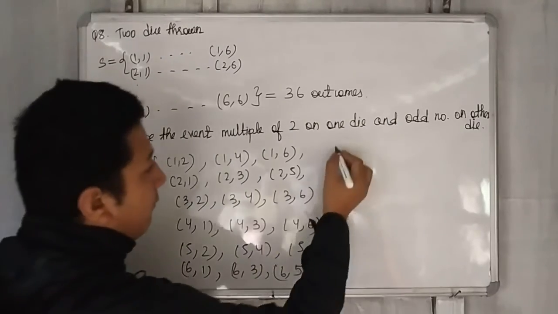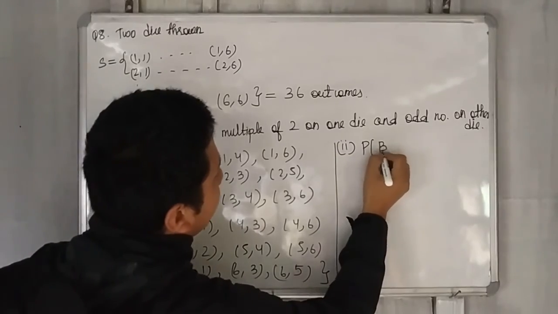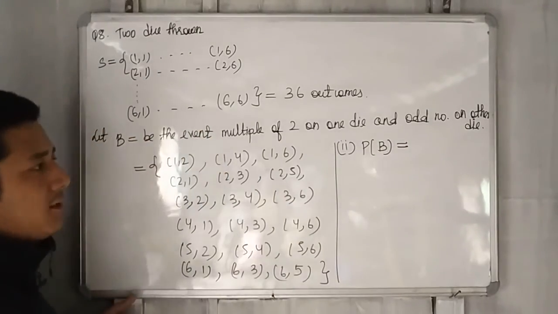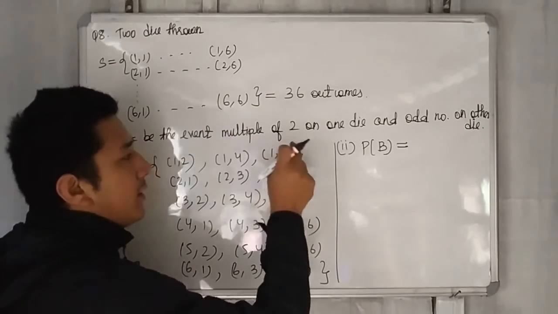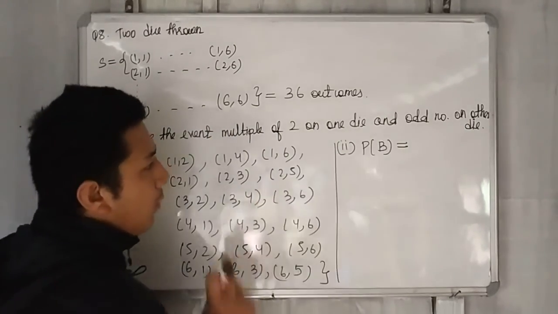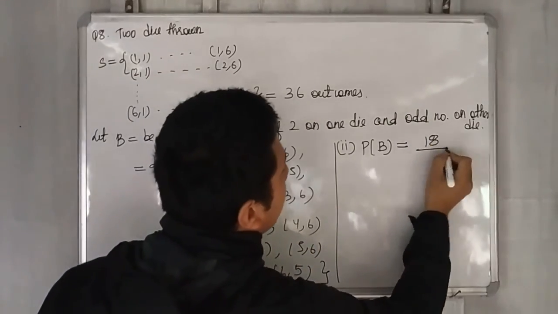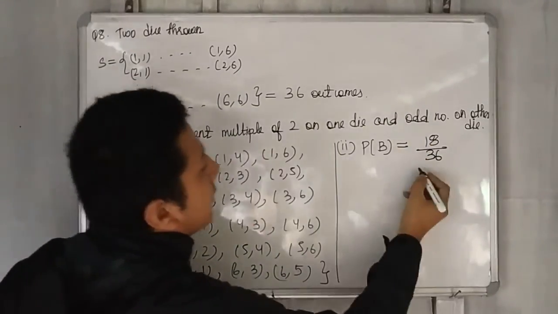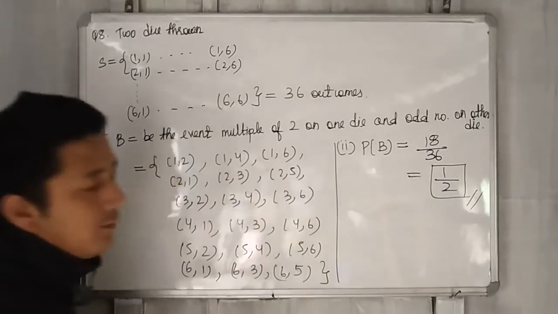So therefore, this is what we need to find in 8 part 2. Probability of B, favorable chances. Now what is B? Please note it down. Event which contains a multiple of 2, odd in the other die. So how many chances are there? 18 out of 36. So therefore, hence the answer will be 1/2. So please pause the video and note it down, boys.